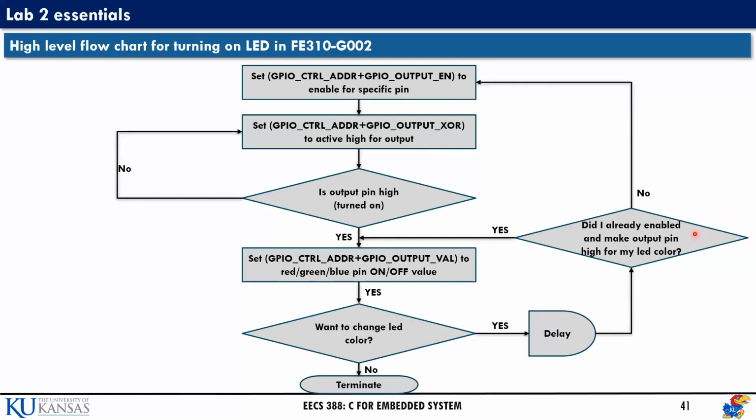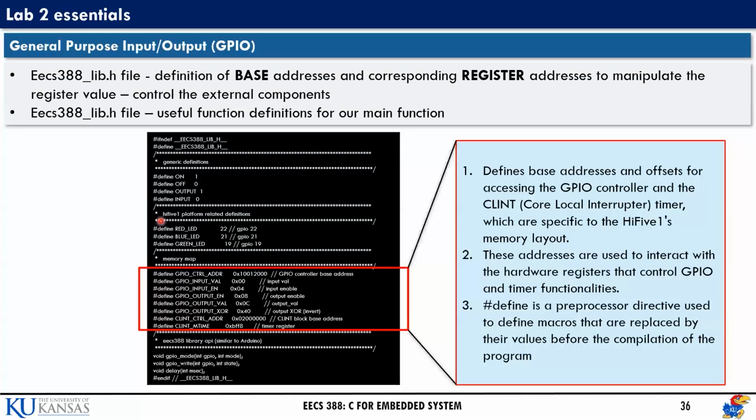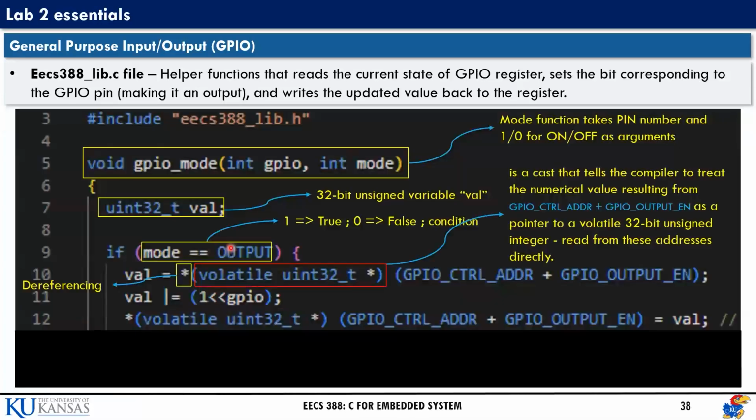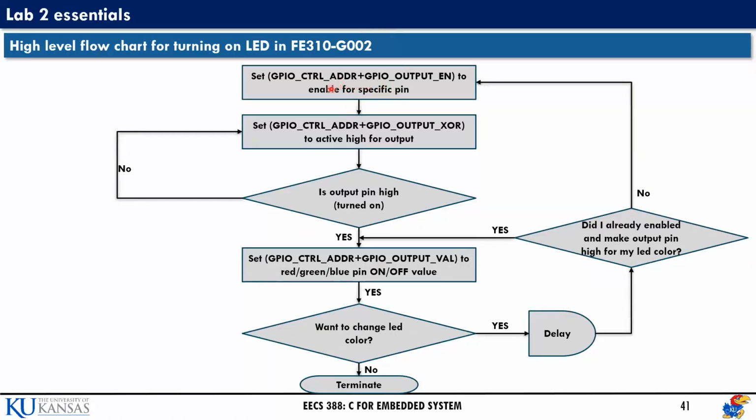If you want to change the color from, for example, red to green, you have to first enable the output. You have to enable for that specific pin. For example, for green, you have to use GPIO value 19. For blue, it's 21. So you have to enable that for a specific pin, and do the rest of the things again. So yeah, this is at a high level the flowchart of how you can turn on the LED.